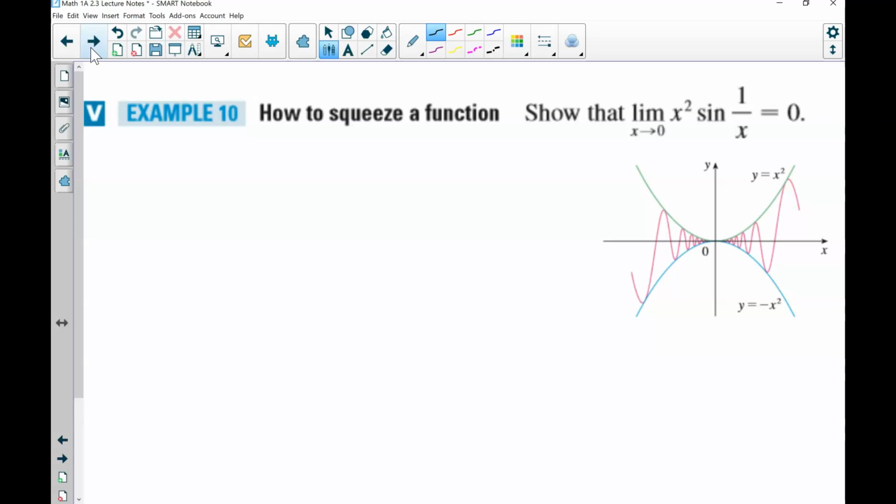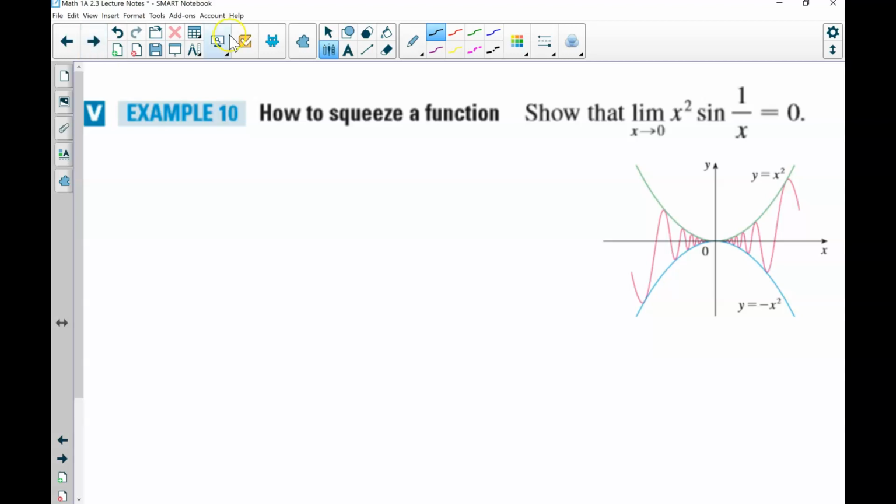So let's take a look at example number 10. Example number 10 is asking us how to squeeze a function. Show that the limit as x approaches 0 of x squared times the sine of 1 over x is equal to 0. First and foremost, what do we know about the sine function? Well, we know that the sine function is going to be between -1 and 1.